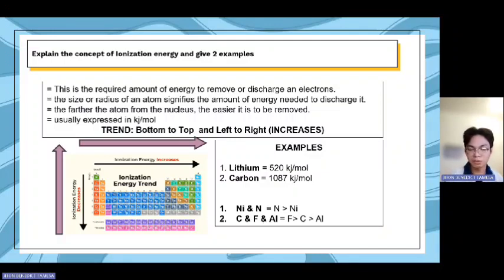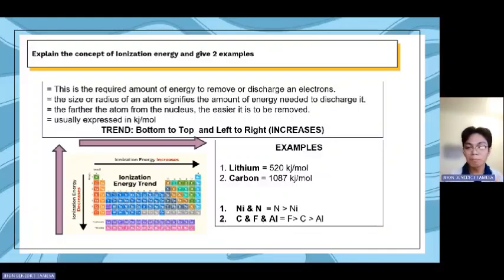So other than those factors, the distance of the atom from the nucleus is what determines how easily an electron can be removed from the atom. Then the ionization energy is usually expressed in kJ per mole. The trend is that it increases from bottom to top and left to right. So here are the examples. Lithium has 520 kJ per mole. Then carbon has 1087 kJ per mole.